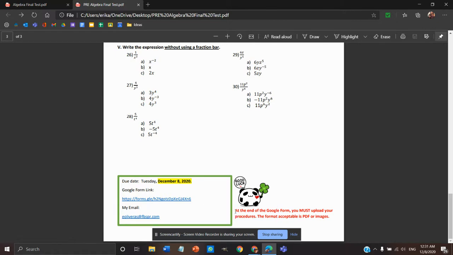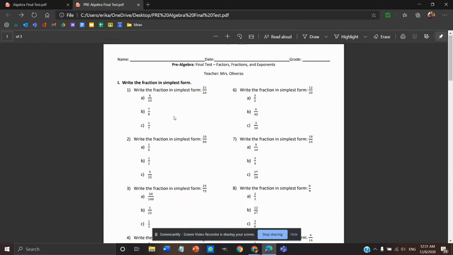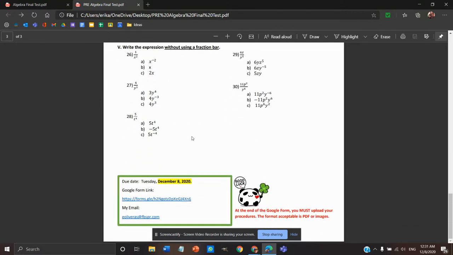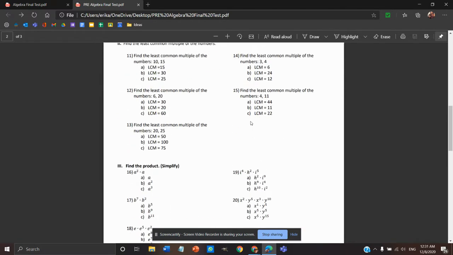At the end of the Google form, you must upload your procedures. The format acceptable is PDF or images. That means that you can upload a PDF or any type of images at the end of that Google form, and you would just have to upload it with all your work. You're gonna show me your work at the end. If I don't see the procedure or the work for each of the exercises, I cannot give you credit for that, okay?